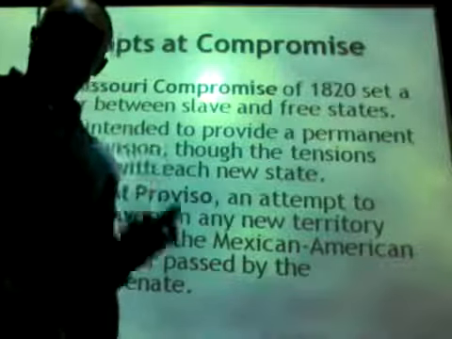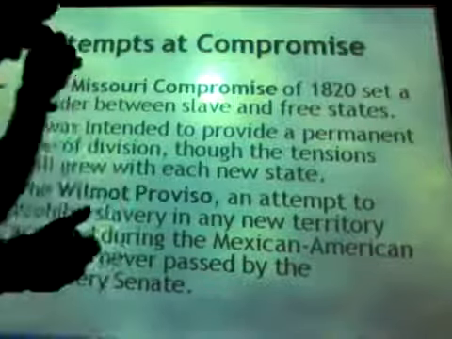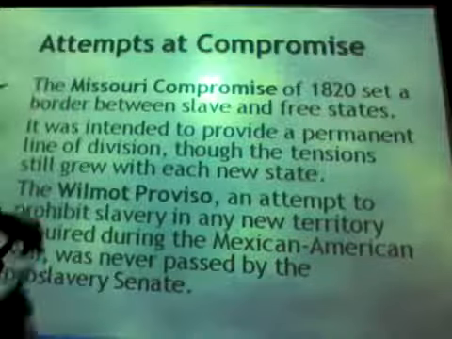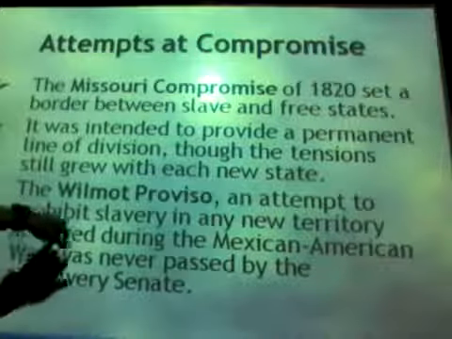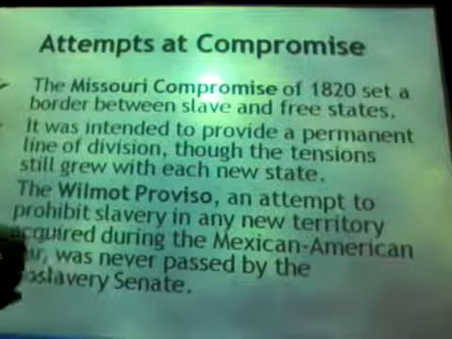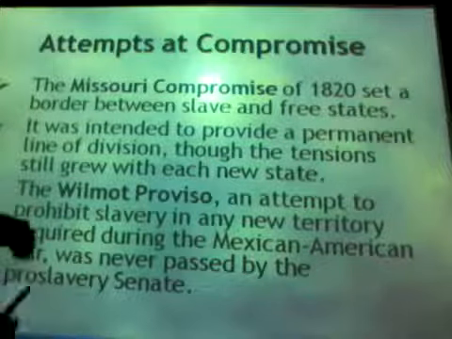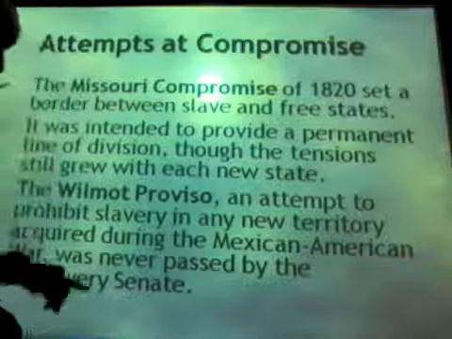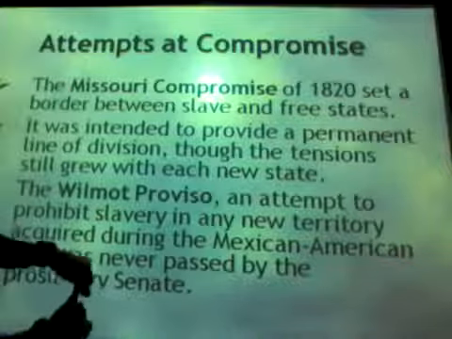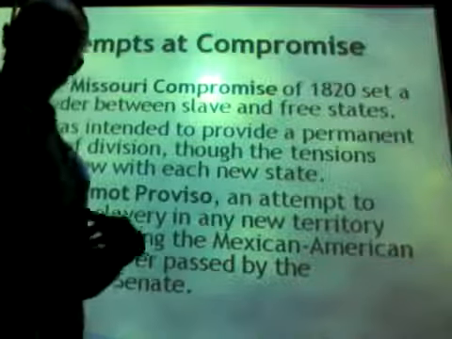So Missouri is one of the very first states formed in the Louisiana Territory. The Wilmot Proviso was also an attempt to prohibit slavery from existing in the new territory. This was an area acquired during the Mexican-American War, 1846-1848, but it was never passed. It was just a bill that was proposed.